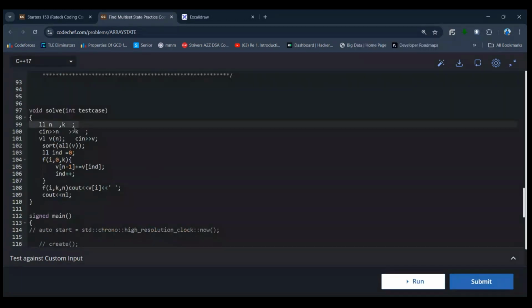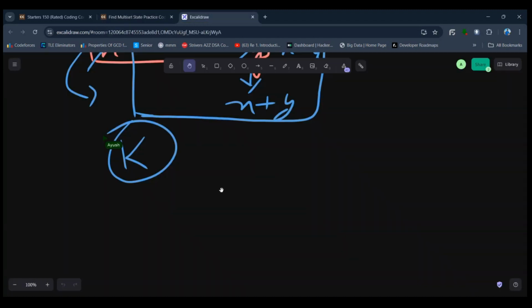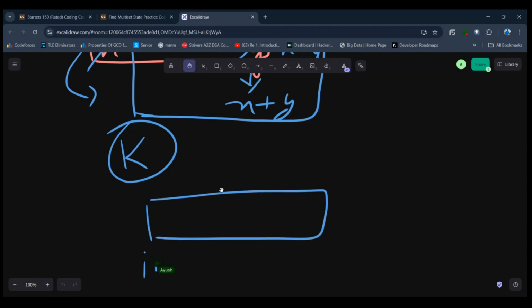Here we have taken the inputs n and k, and then this vector, of course the array, and I have sorted this. I have taken this index, and for the rest of the times, what I'm doing by this index is just incrementing this index. What does it mean? Suppose this was my array, my index was initialized to 0.